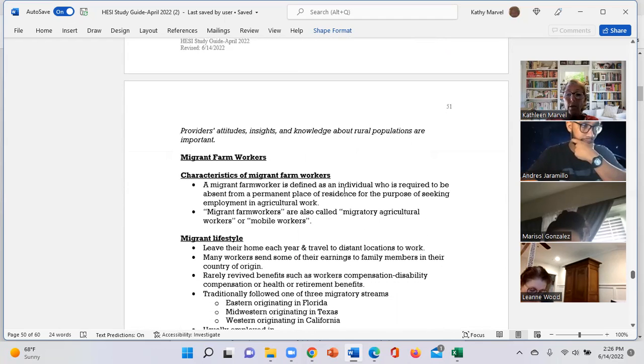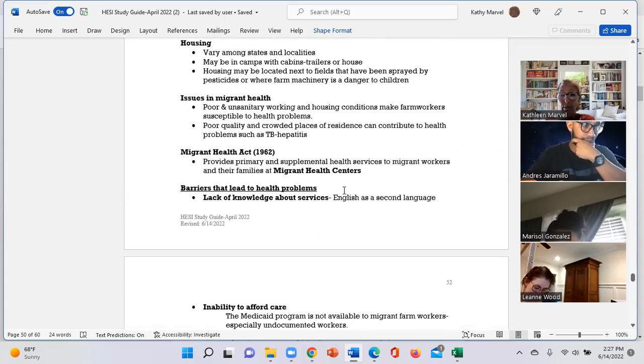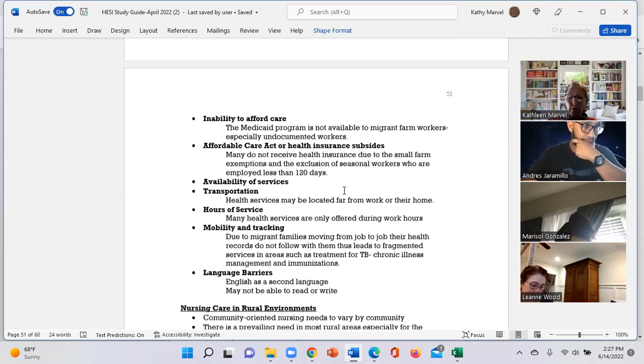Okay, and then we talked briefly about migrant farm workers. What's the characteristic of the migrant farm worker? What's a migrant lifestyle? Housing issues, issues with migrant health, barriers that lead to health problems with migrants, lack of knowledge, inability to afford care, availability of services in the rural area, transportation, language, talked about all those barriers.